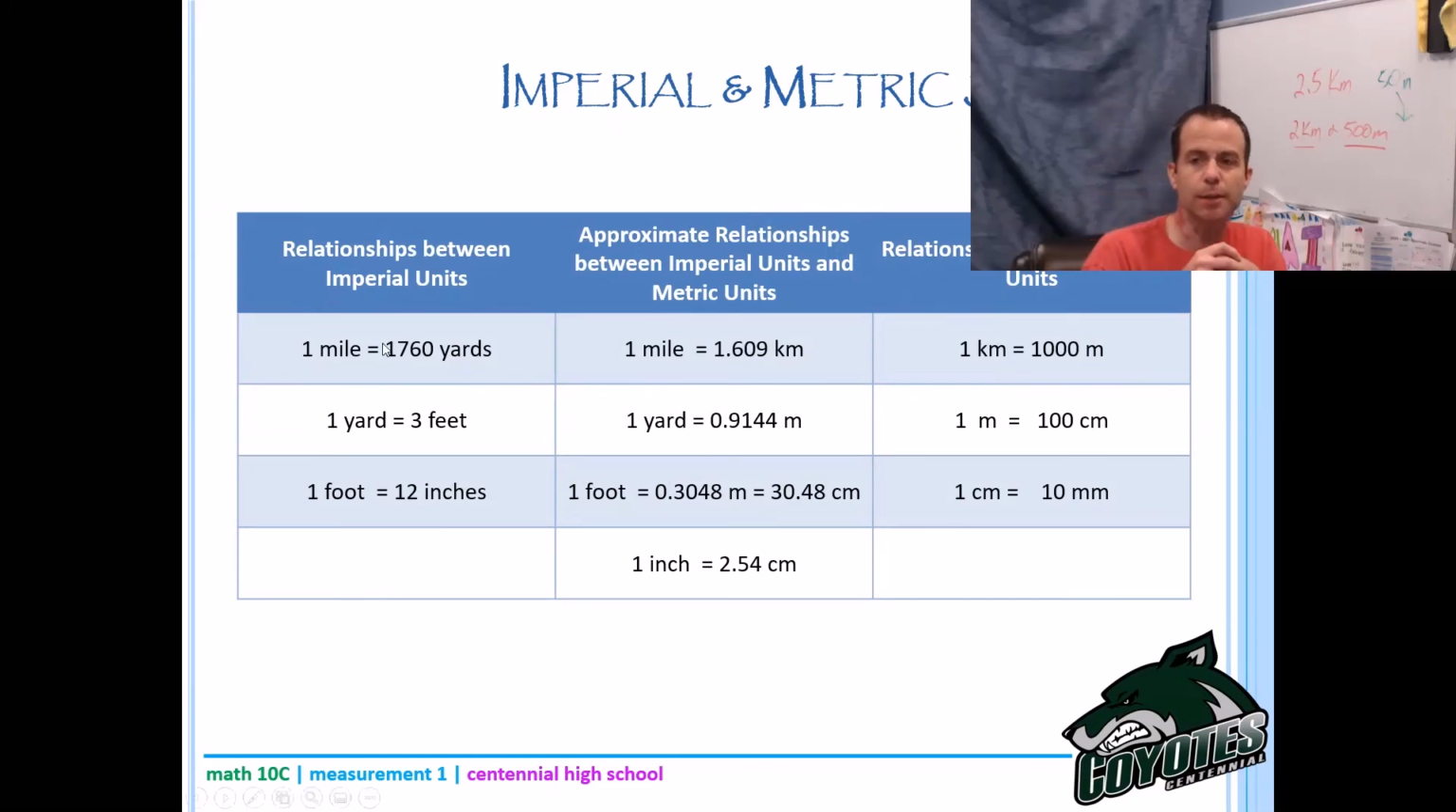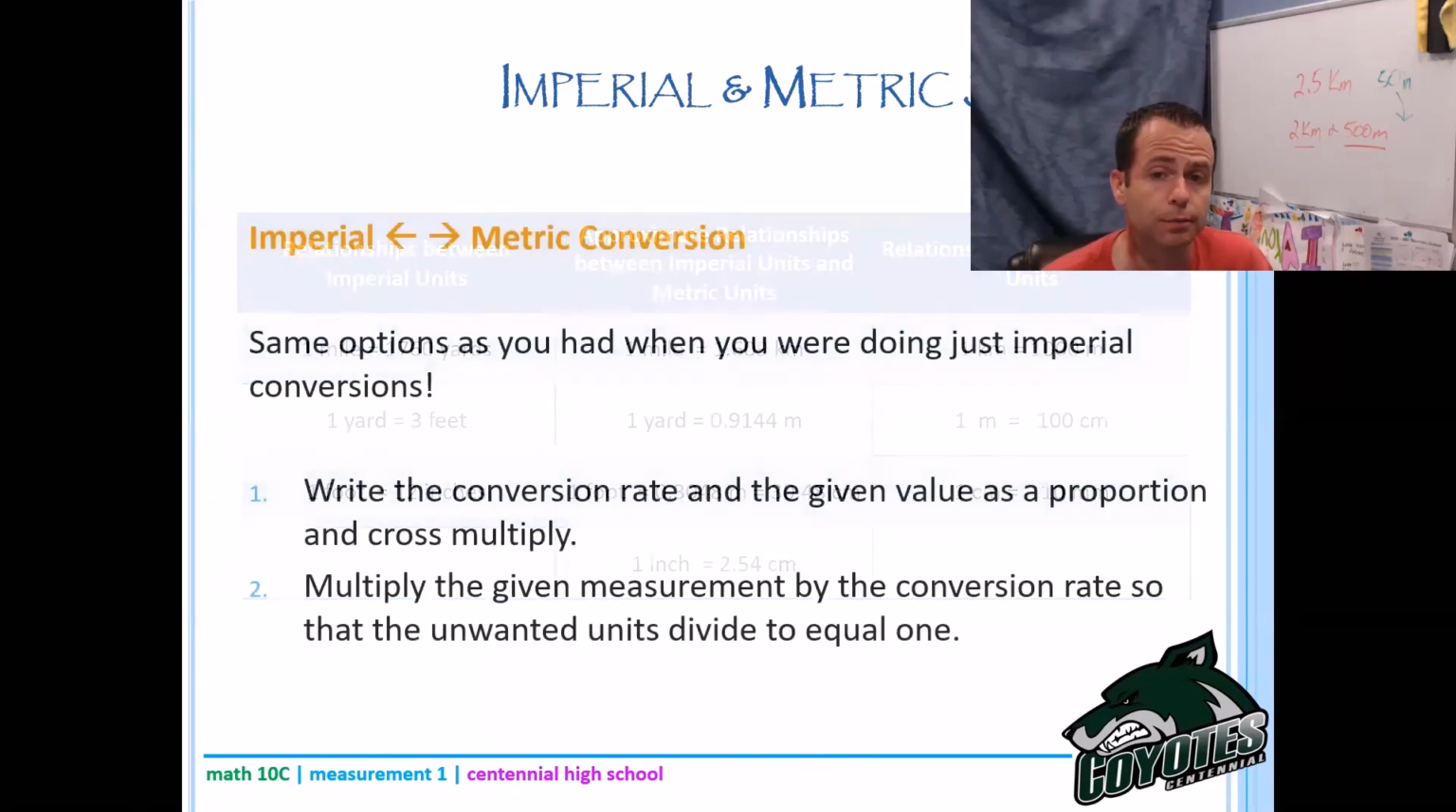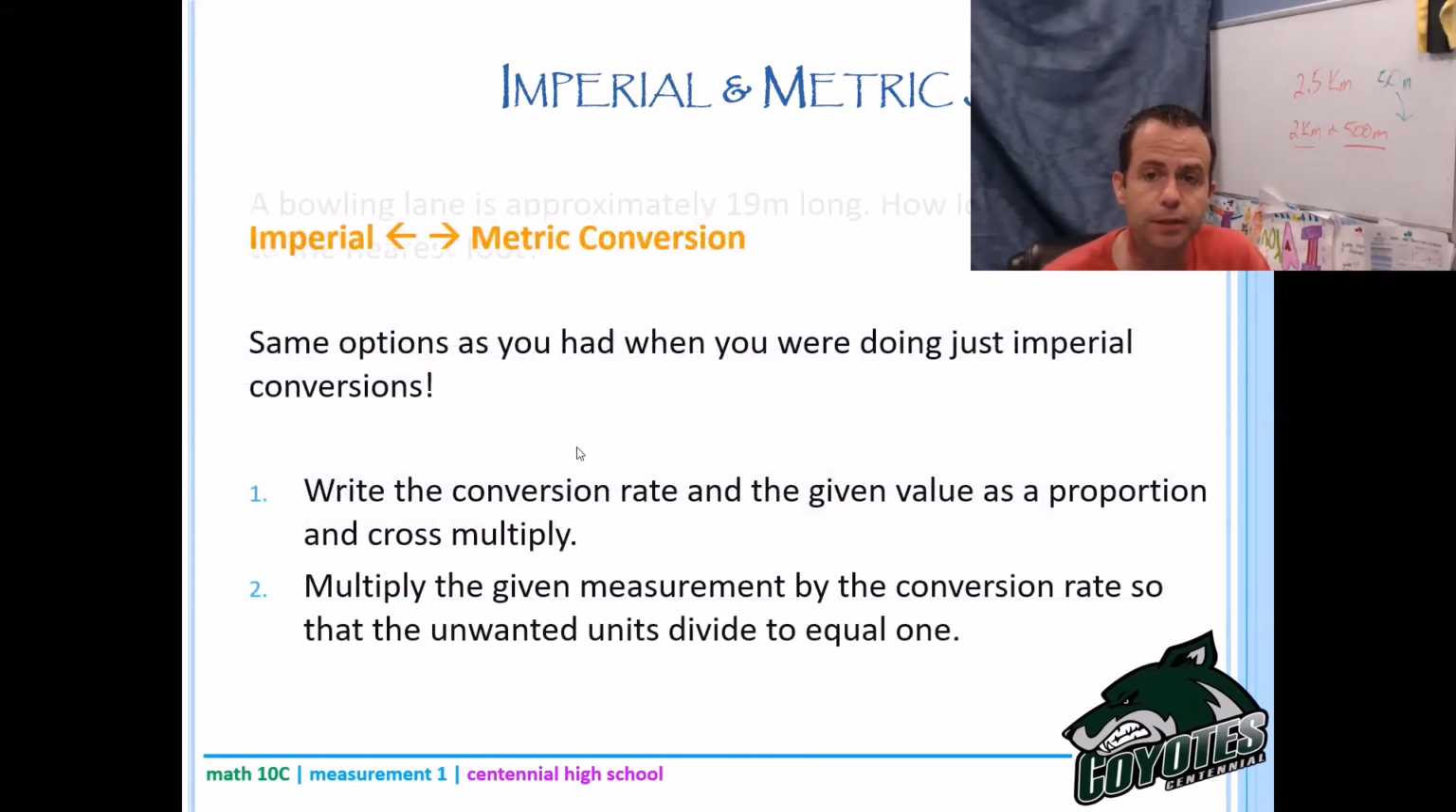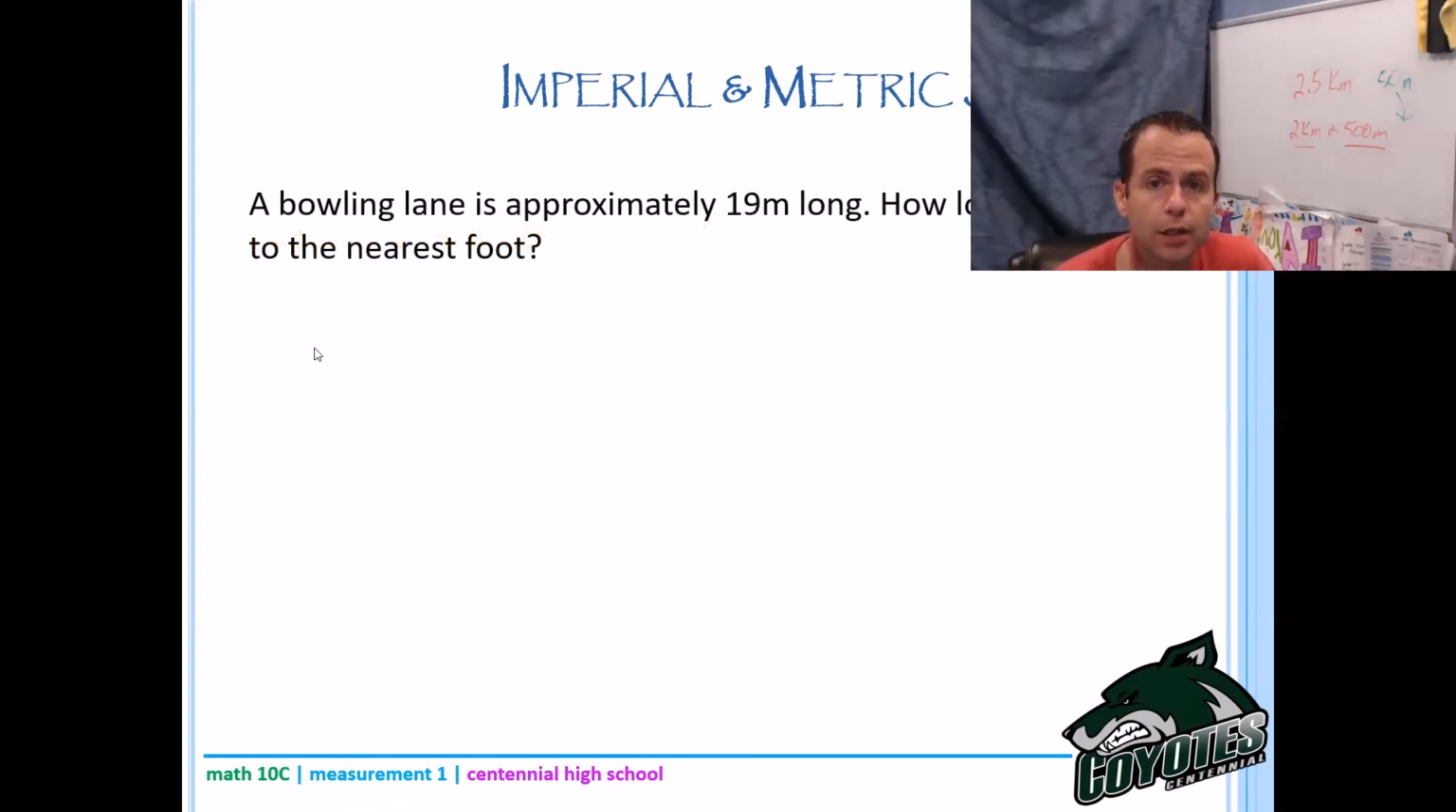Again, I already talked about conversions from imperial to imperial. We're going to do it the exact same way when we go from imperial to metric. Either you set up a proportion and you cross multiply, or you set up a conversion factor that you multiply by where your units will divide each other out, okay? These are common conversions that we have to use. And again, you don't have to memorize any of these. They would always be given to you, okay? So you have those same options on how to do that. So let's take a look. We're gonna go, a bowling lane is approximately 19 meters long.